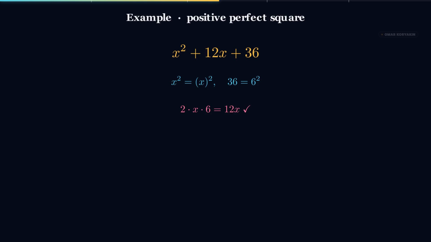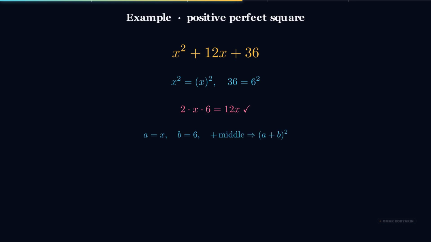Now the middle term test. 2 times a times b is 2 times x times 6, which equals 12x. The middle term of the polynomial is also 12x with a positive sign. Both halves of the test pass, and the sign tells us to use the plus form. Identify the formula to apply.